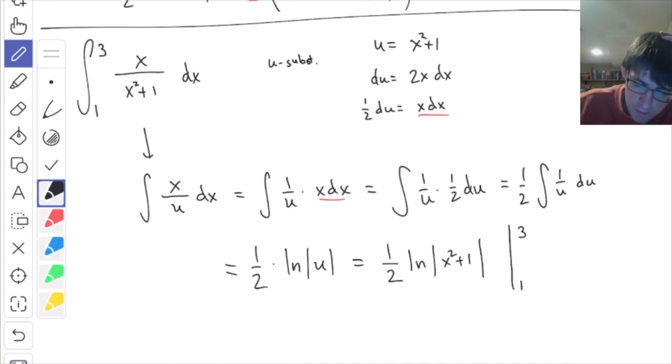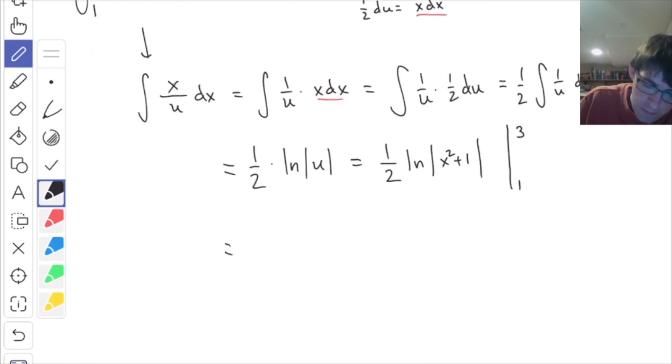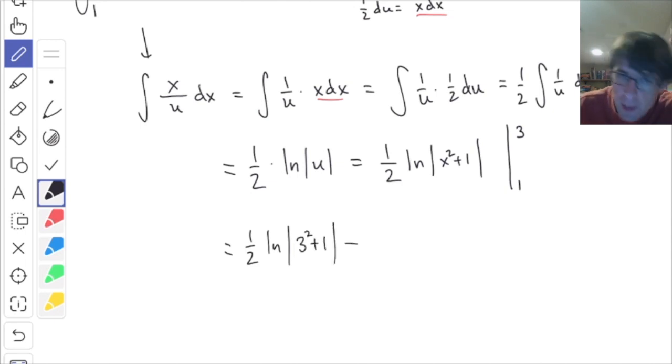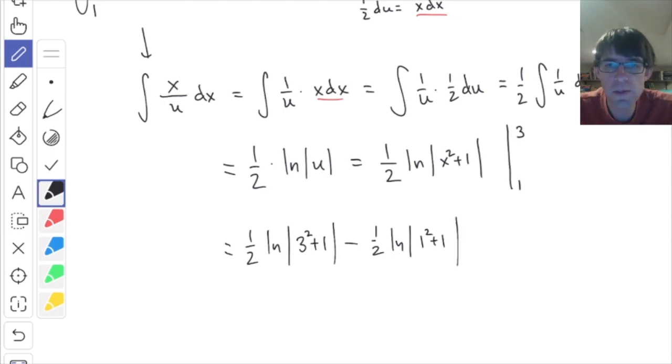So you just go through this whole thing, put a 3 in for x. So it's 1/2 ln absolute value 3 squared plus 1 minus, and then I go through the whole thing again, putting a 1 for x. 1/2 ln absolute value 1 squared plus 1. And that is my answer. As always, you can plug this into your calculator if you want. It's a number.